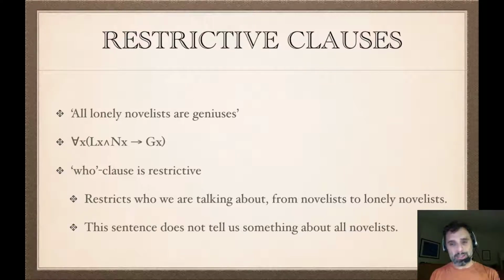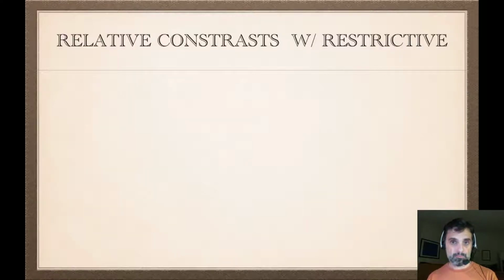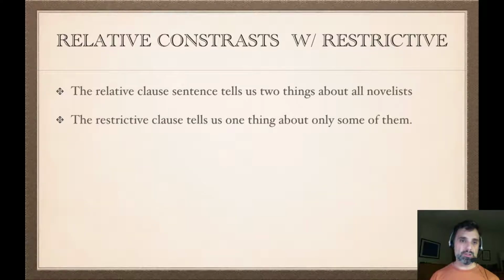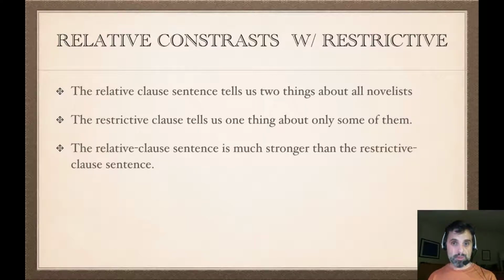So this sentence does not tell us something about all novelists. Remember, the original sentence told us two things about all novelists. It said all of them have two properties: they're lonely and they're geniuses. This sentence says nothing about all novelists. It only talks about a smaller group, lonely novelists, and says one thing about them: they're geniuses. So the relative clause says two things about all the novelists. The restrictive clause tells us one thing about only some of the novelists. So the relative clause sentence is much stronger than the restrictive clause sentence because it says a lot more about a bigger group. The restrictive clause sentence says less about a smaller group.